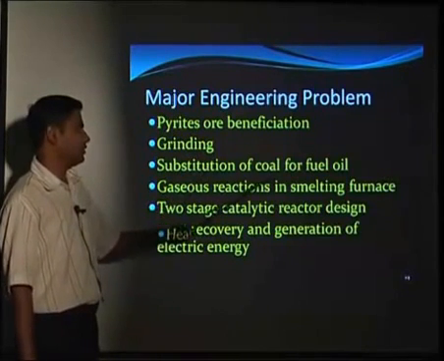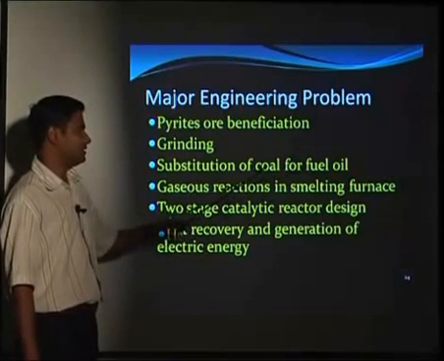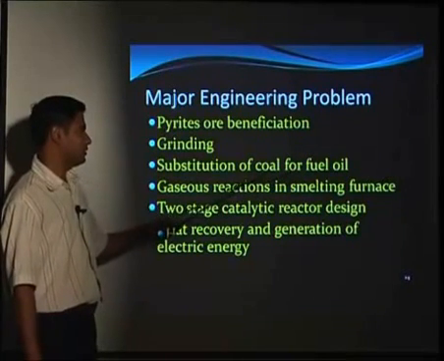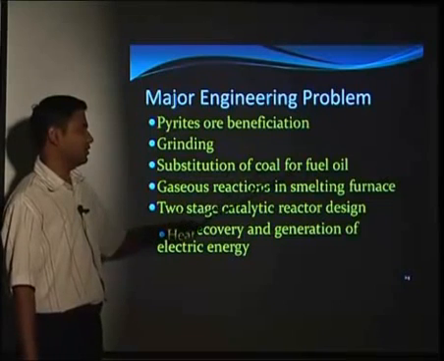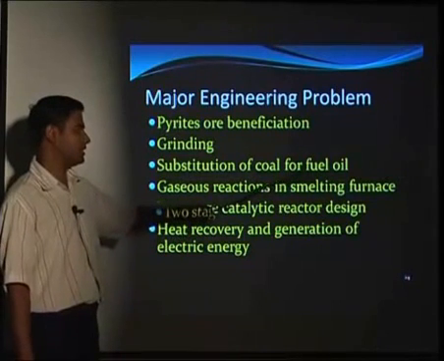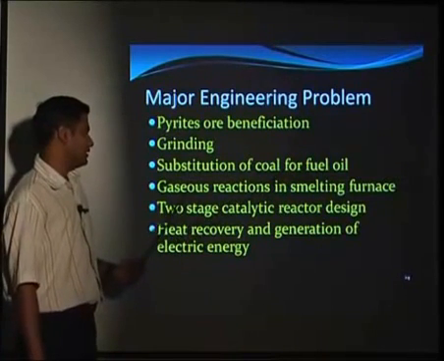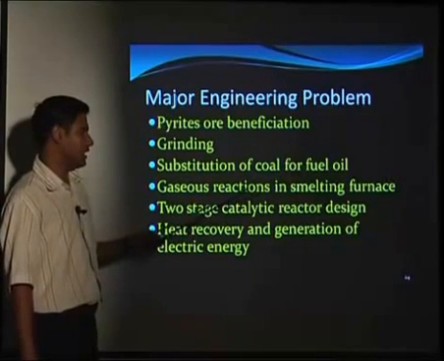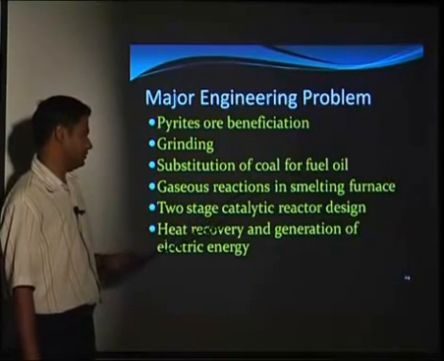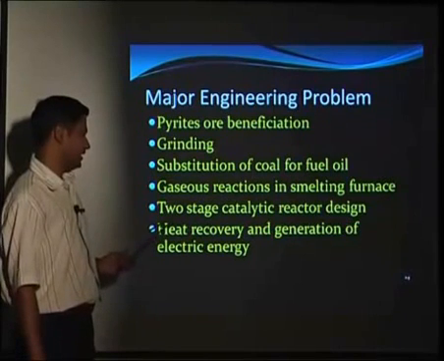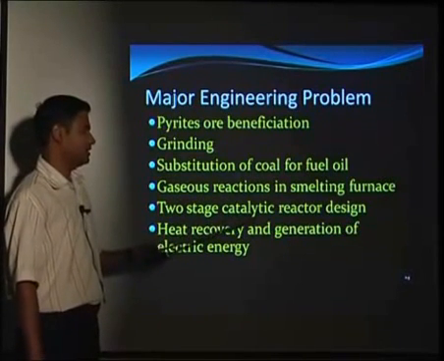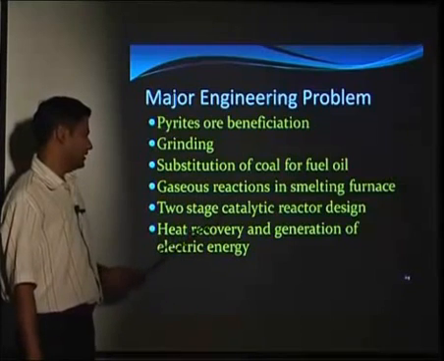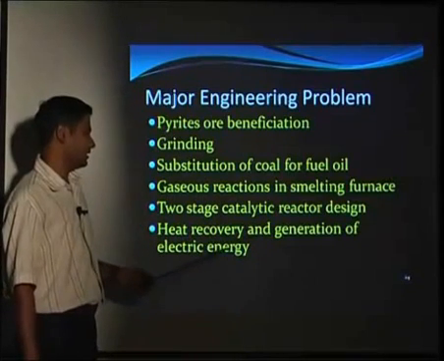Then substitution of coal for the fuel oil. We can see the efficiency of coal and fuel oil are different, so we have to decide whether we can use coal or fuel gas to have better heat recovery. Then the gaseous reaction in the smelting furnace, where the temperature will go very high, becomes a major problem. Then again, the two-stage catalytic reactor design, the same as we have seen previously. Then the heat recovery and the generation of electric energy.